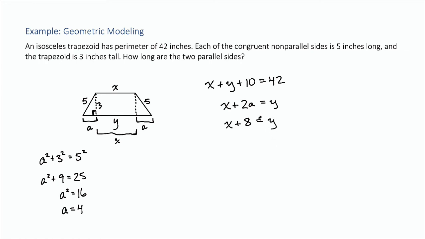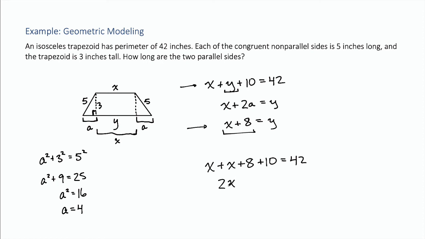All right, so now I've got a nice pair of equations. I've got this right here and this right here, relating x and y. Because y is equal to x plus 8, I can take that x plus 8 and put it in right here for y. Let's go ahead and do that. So we have x plus, and then y, which is x plus 8, and then plus 10 is equal to 42.